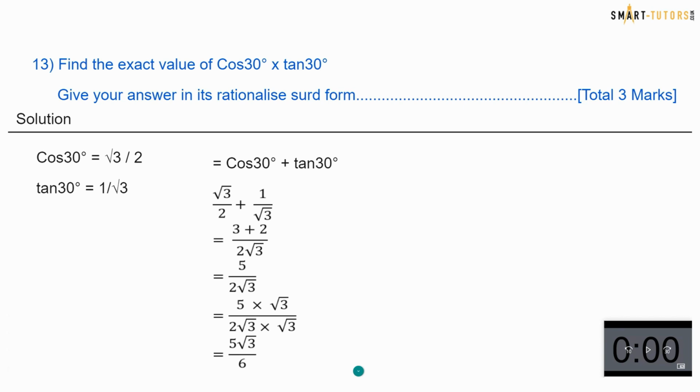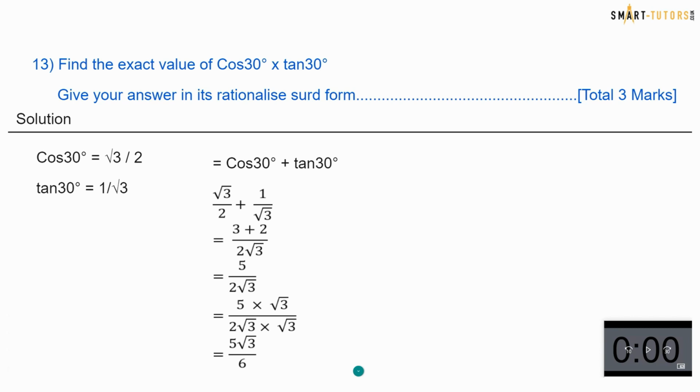Then root 3 at the bottom, root 3 times root 3 is 3. 3 times 2 is 6. So the final answer is 5 root 3 over 6. So you can see this question is changed to give your answer in its rationalized surd form. So that should be the proper wording in the exam paper.